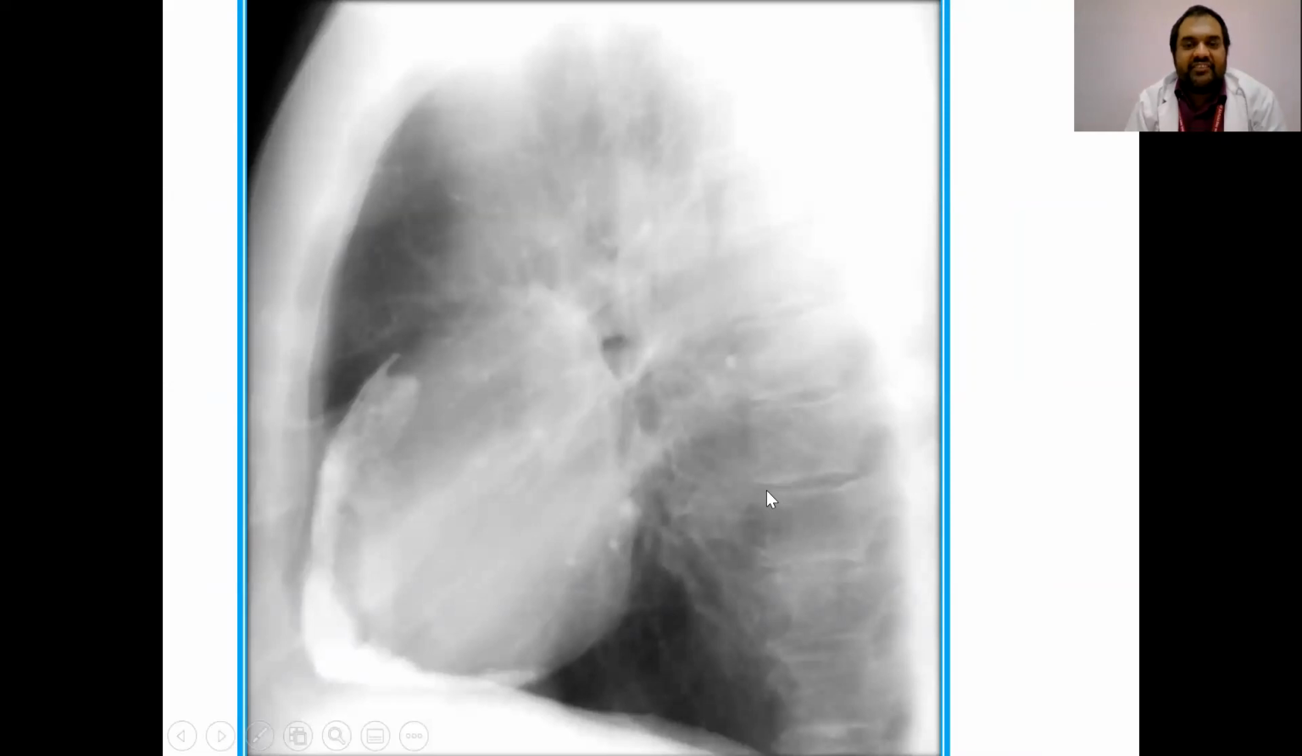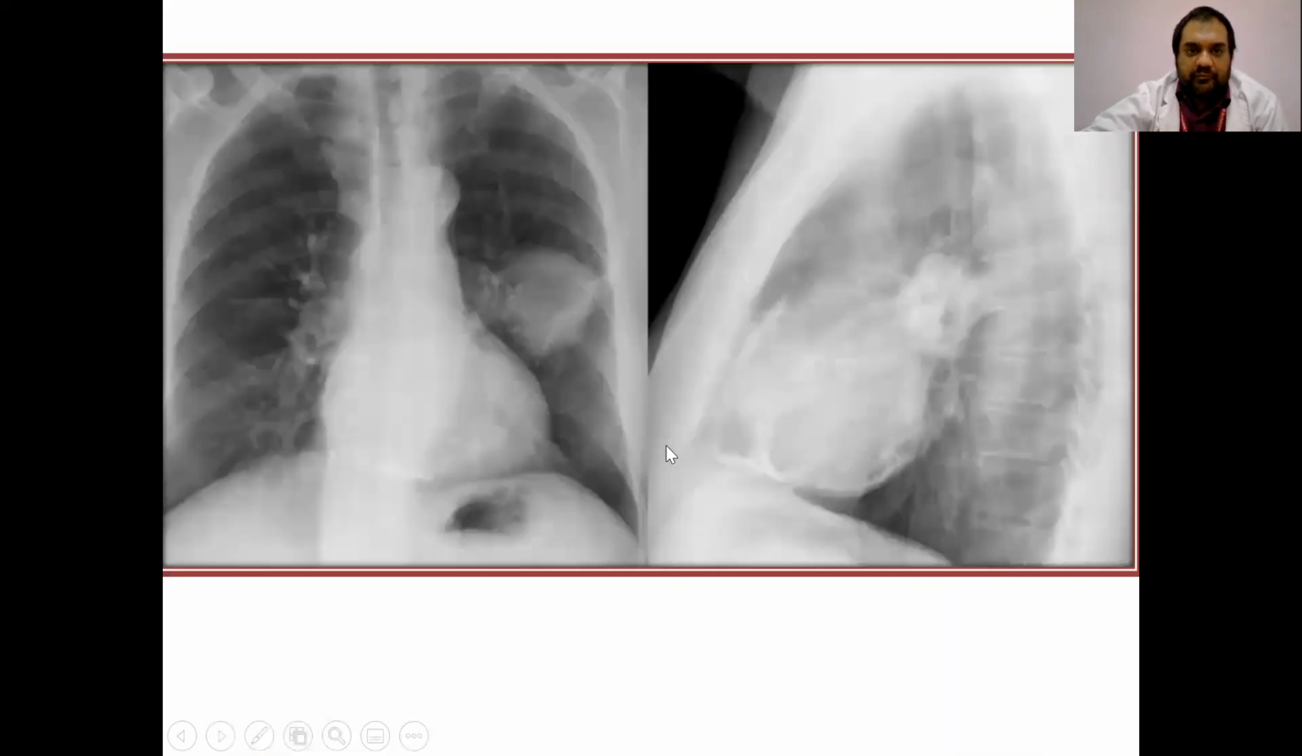This is the lateral chest radiograph showing the calcification in the entire inferior part of the heart, or inferior part of the right ventricle. This is a frontal chest radiograph showing the well-defined opacity in the left mid-zone. And this is a lateral radiograph showing the calcification all over the cardiac contour.